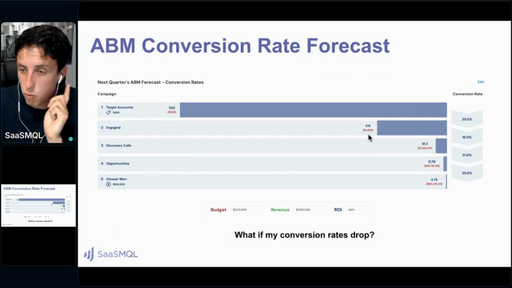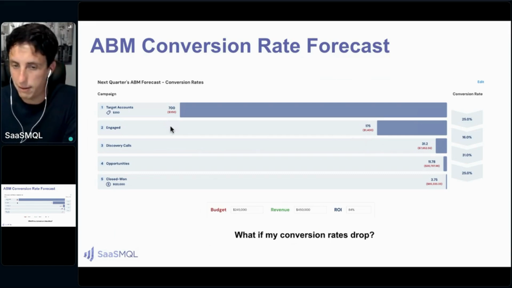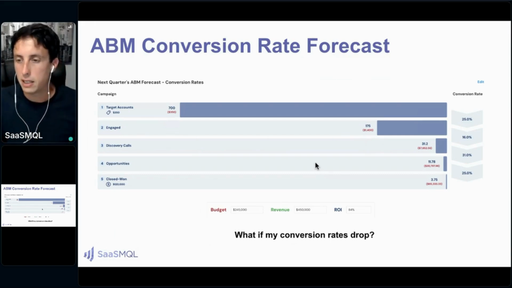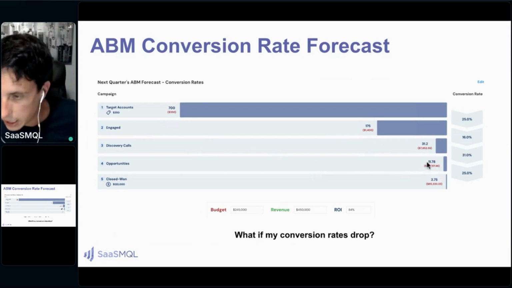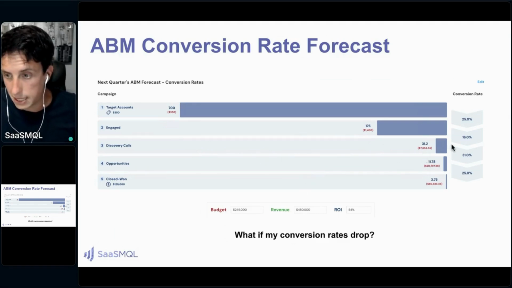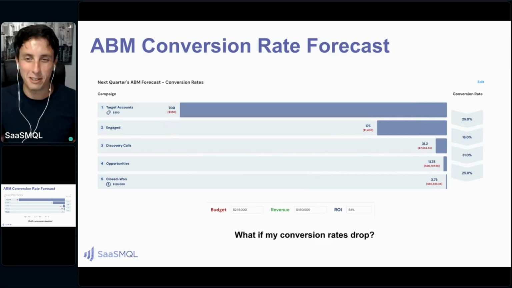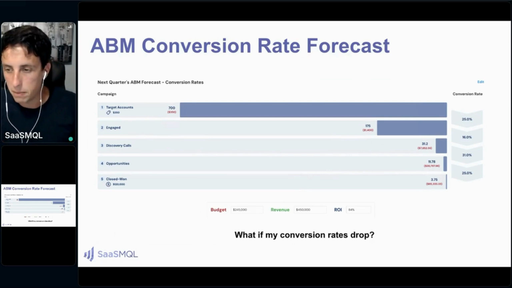So to drive one account from cold to engaged, whatever your definition of engaged is, here it is costing me $1,400, and then each discovery call that I'm generating for our sales team is costing me in this segment $7,800, which is not cheap. So obviously, your sales team better spend a lot of effort on that discovery call.